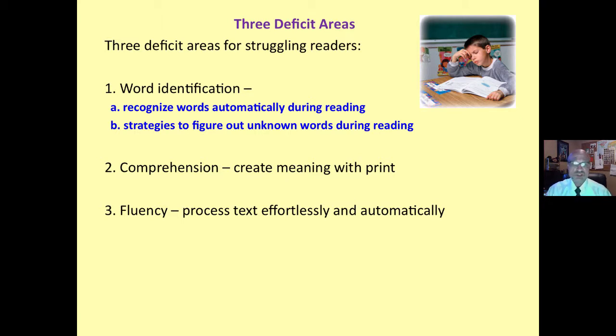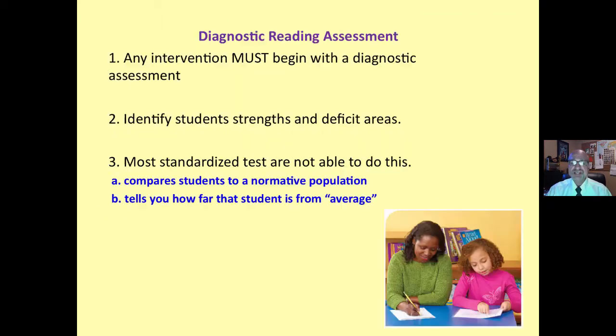Word identification, recognizing words automatically during reading, and or strategies to figure out unknown words during reading. That could be one of the deficit areas. Comprehension, creating meaning with print. And then fluency, the ability to process text effortlessly and automatically. Readers have deficits in 1, 2, or all of these areas.